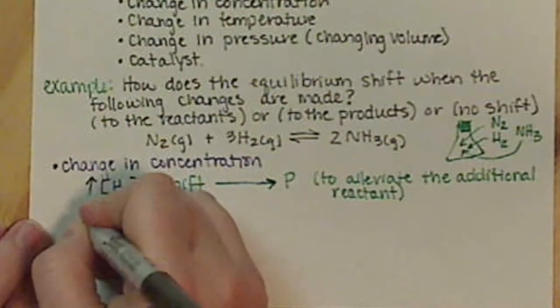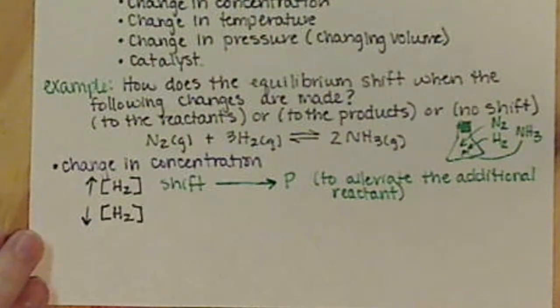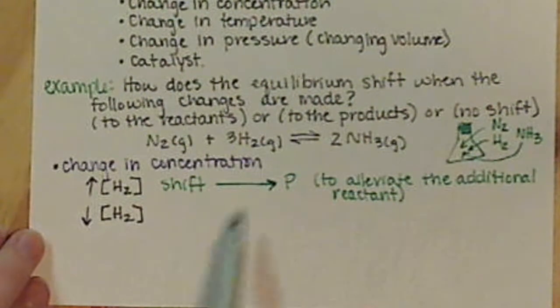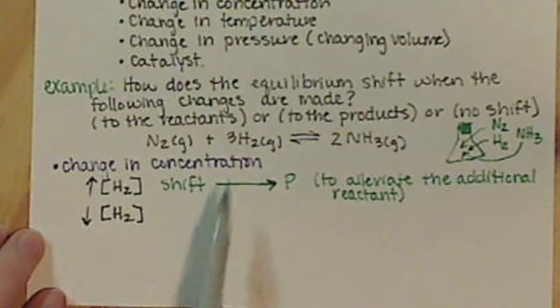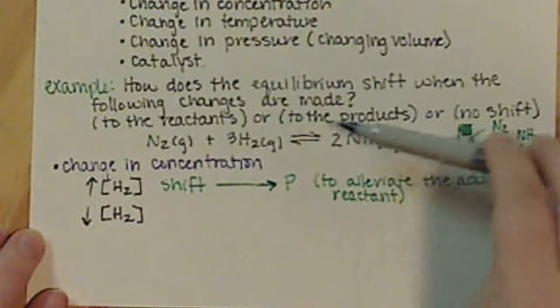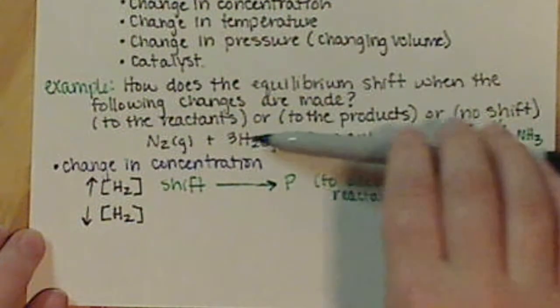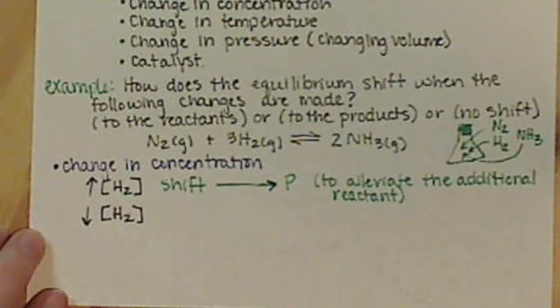Now, if we decrease the concentration of hydrogen, if we are able to selectively remove some of the hydrogen from this flask, basically what happens then is we have this void in our reactant side. So we have this empty space. So some of our product is going to shift to our reactants in order to fill in that void that we just caused.